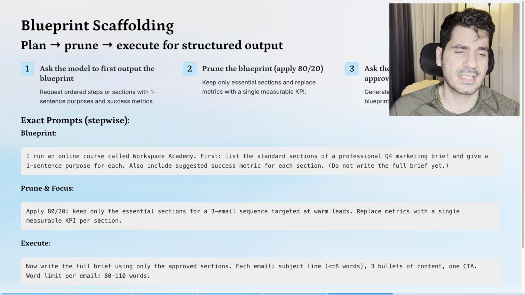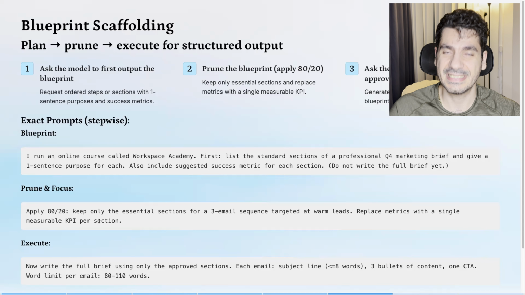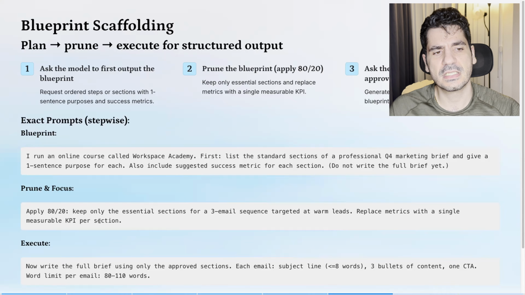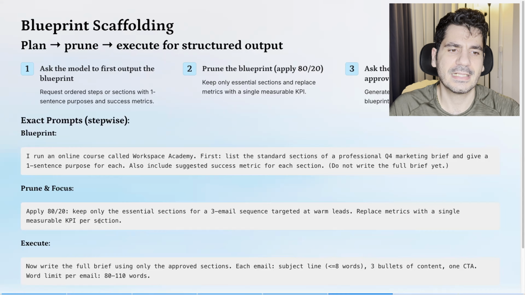So what we will do step by step is that first you want to ask the model to output the blueprint rather than outputting the whole structure. So you request it to just write the content of it, or just the table of contents, or for example just the one-liner of each of the sections, and then after that you will review it.